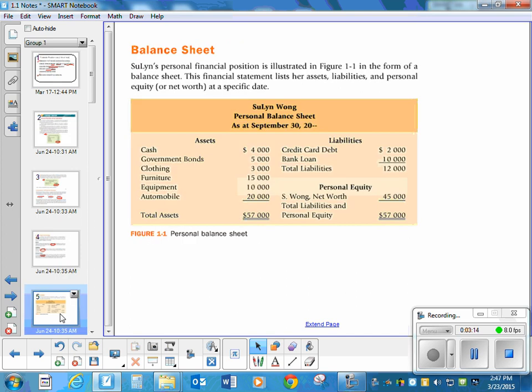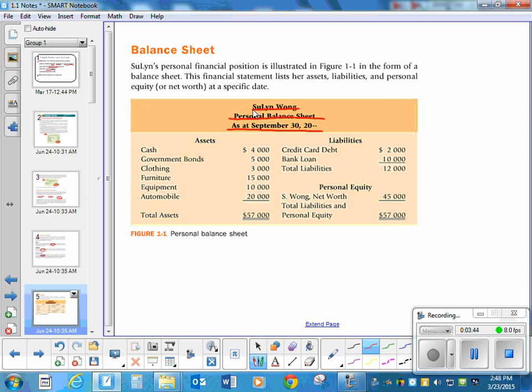If we were to look at a balance sheet, this is what a basic balance sheet looks like. The top three lines would have the name of the person or the company for whom you're making this balance sheet. You then always write in the second line what it is, your personal balance sheet. And you always put the date, because at any time you might have to produce a balance sheet, and we always want to know the date.